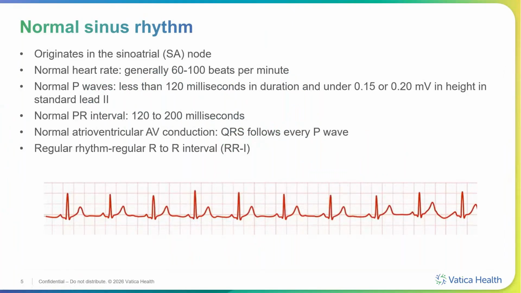Now, when we talk about arrhythmias, it can mean many different things. But a simple definition is an arrhythmia is any heart rhythm that's not normal sinus rhythm. So a quick review of NSR. It originates from the sinus node in the upper portion of the right atrium. The heart rate is a normal rate, generally between 60 and 100 beats per minute. The P waves and PR intervals are normal on the EKG. AV conduction is normal, so a QRS follows every P wave, and the rhythm's regular.